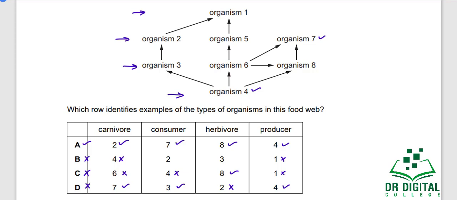So the correct answer for this question, question 29, is B. Oh, sorry, not B, it is A. B is not the correct answer. It is A.